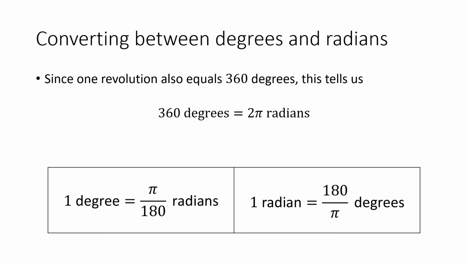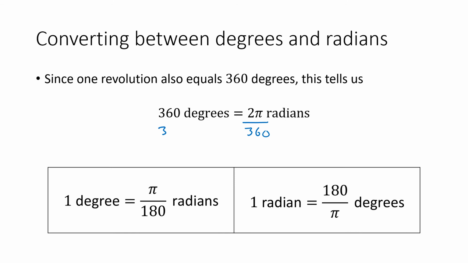So that gives us a conversion. And that also lets us convert between degrees and radians, because we already knew that 1 revolution was 360 degrees. And so that means that 360 degrees equals 2 pi radians. So if we take that equation and divide both sides by 360, that tells us that 1 degree is going to equal 2 pi divided by 360, which reduces to pi over 180 radians.